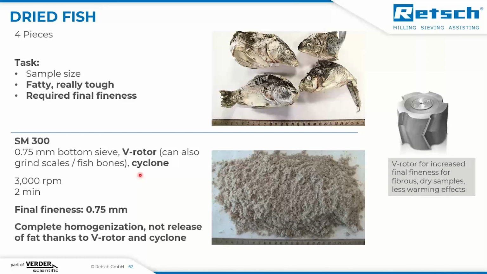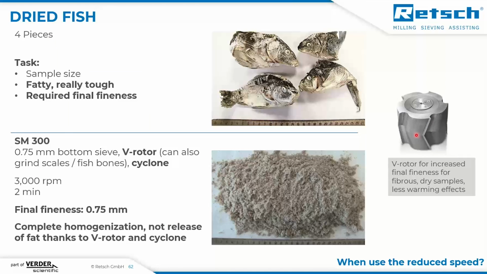We used a cyclone to cool the sample, to have better sample discharge and to force it through the 0.75 millimeter bottom sieve. In 2 minutes for this 4 kg of freeze-dried fish, we were able to get a very nice fineness of less than 1 millimeter. And we did not have any fat release thanks to the grinding mode, and the V rotor is also very useful to reduce warming effects, so for fatty sample materials in that case.